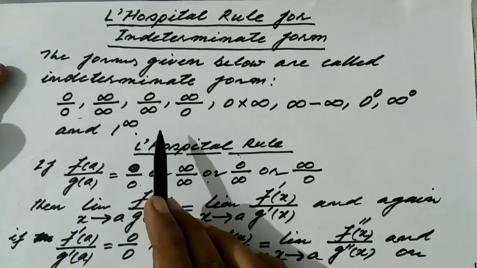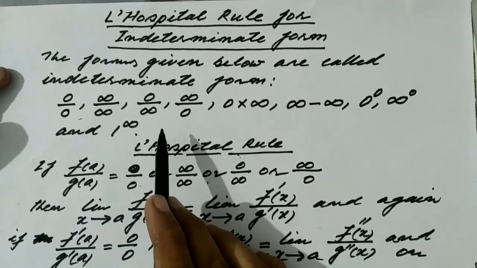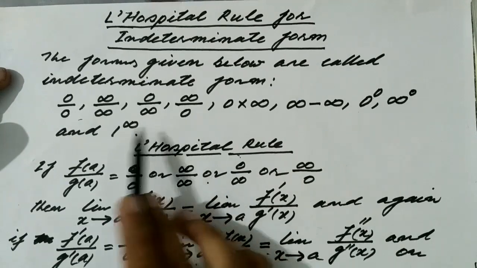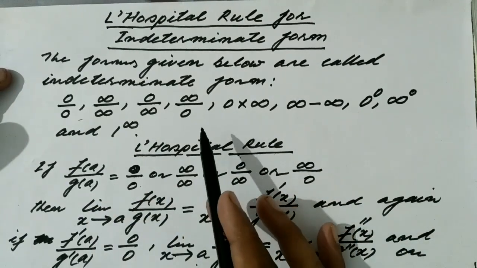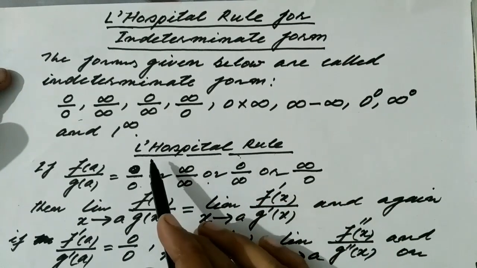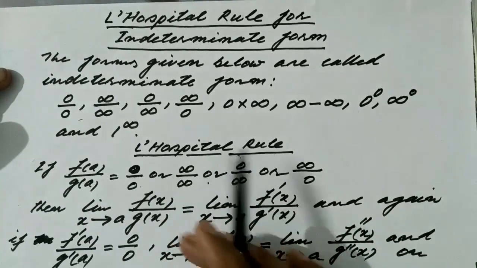So this rule is about a limit whose direct application gives us any one of these indeterminate forms. So now let us talk about L'Hospital rule.